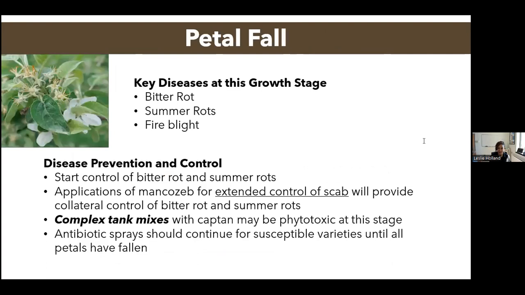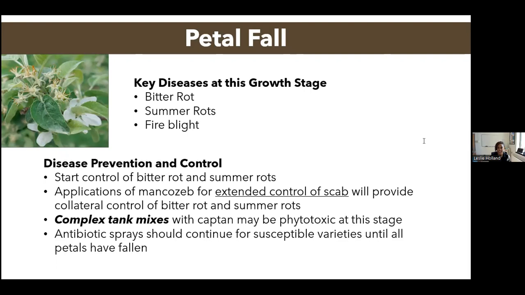So petal fall. We're now moving into some of the later season diseases like our bitter rot, summer rots, as well as fire blight, which is still something to be aware of and managing for at this time. So again, you can still start your program for bitter rot and summer rot control. In fact, if you're still using mancozeb applications for that extended control period of scab, this is actually just going to go ahead and provide some collateral control of bitter rot and summer rots.